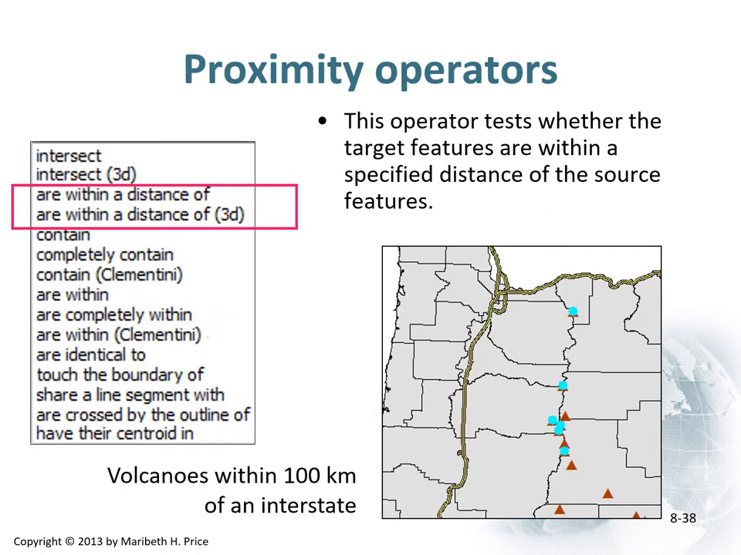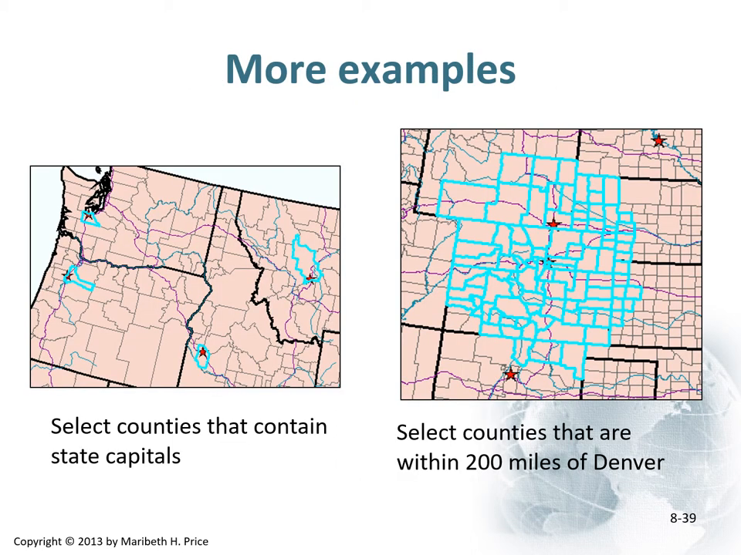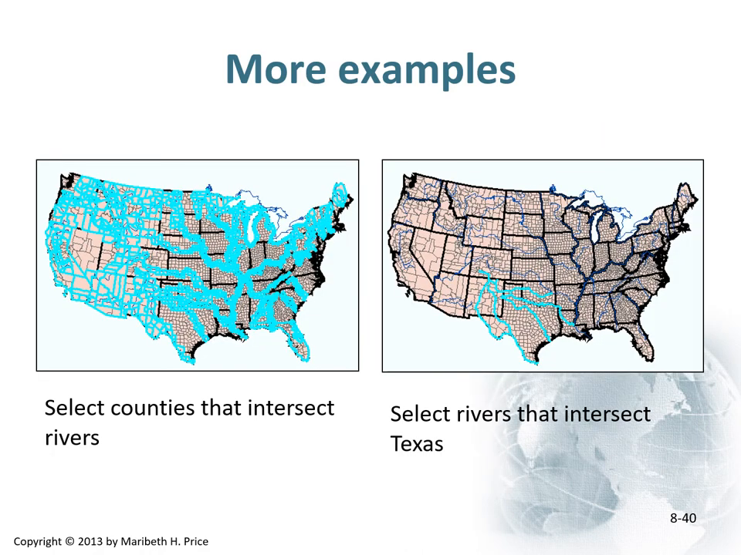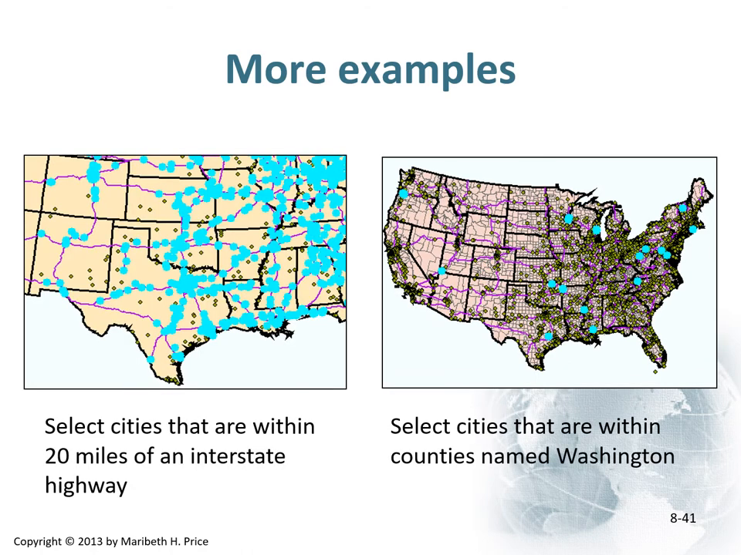We also have proximity, distance, how close something is to something, and then there's a three-dimensional version of that as well that are also useful. Here we have counties that contain state capitals, counties that are within a distance of a particular city, counties that intersect rivers, rivers that intersect the state of Texas. There's lots of different types of spatial queries we could be interested in. Cities that are within 20 miles of an interstate, cities that are in counties named Washington. I have no idea why you would want to ask that question, but if you did, you could answer it.